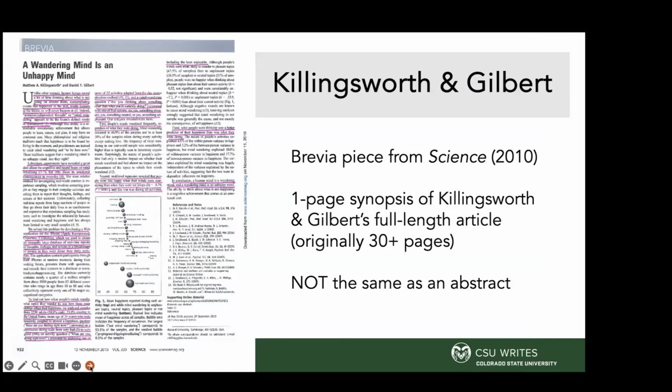So we're going to take a look at something that moves pretty quickly. We're going to take a look at the Brevia piece by Killingsworth and Gilbert, "A Wandering Mind Is an Unhappy Mind." And again, the highlighted portions, those underlined in pink, are the topic sentence for each of their paragraphs.